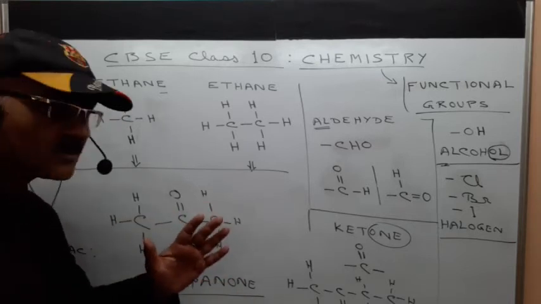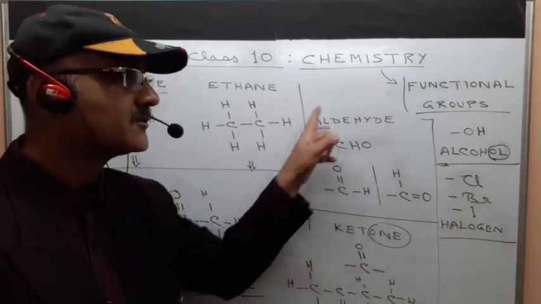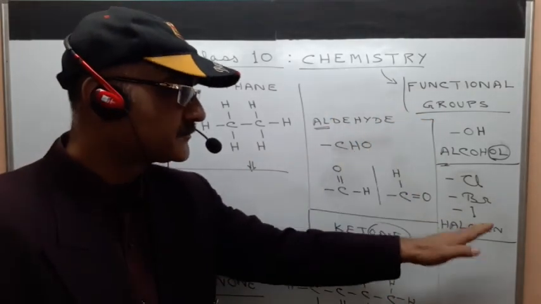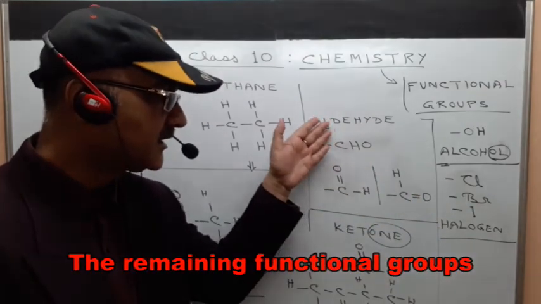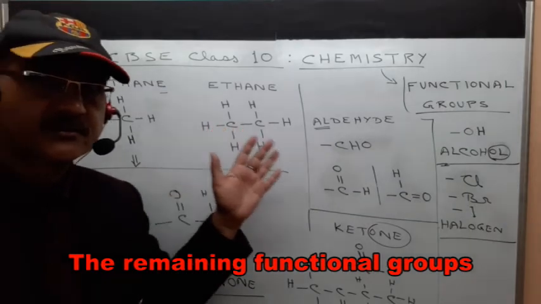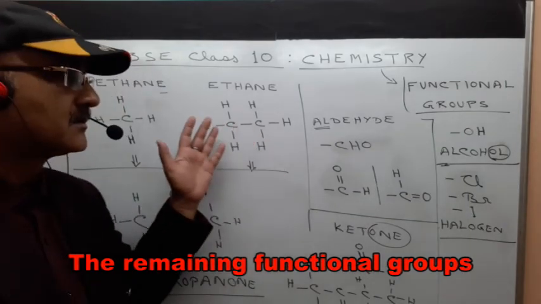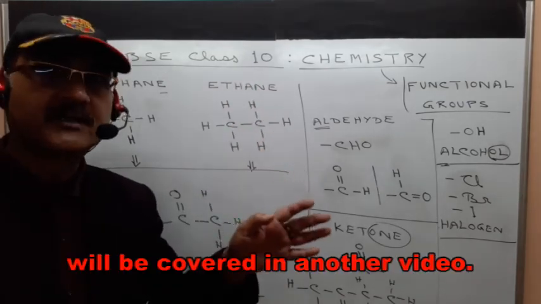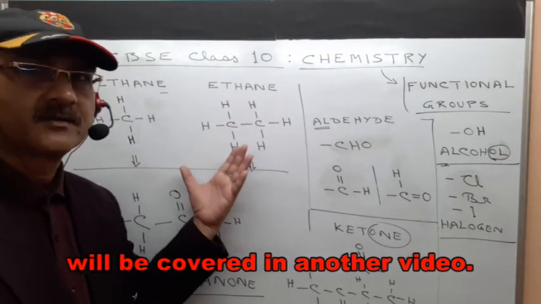Clear? So these are the functional groups that we have discussed today: alcohol, halogen, aldehyde and ketone. I think it is clear to you. If you have any doubts, go through the video once more, then read the book. I think this will become clear.